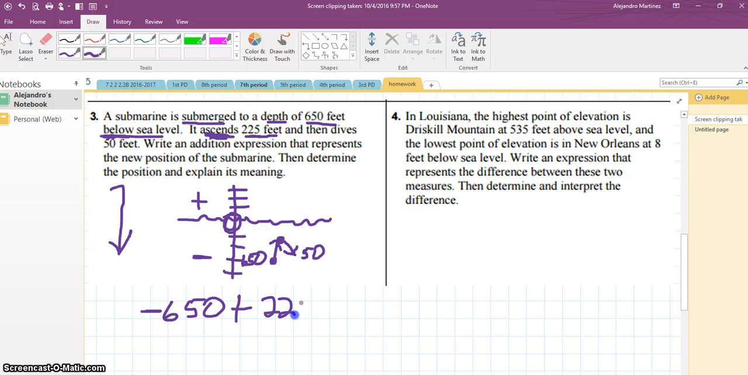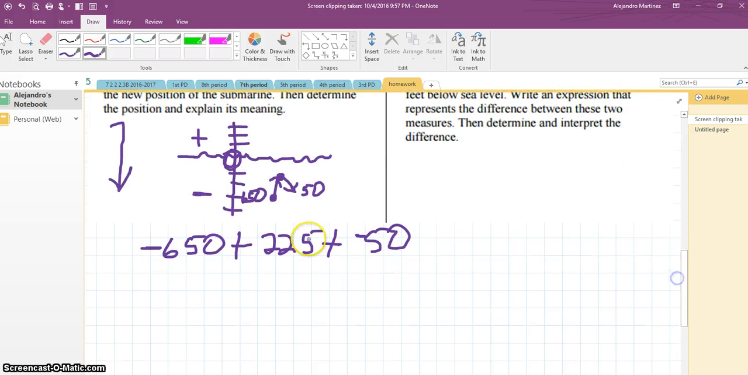So it's 225. And then you dive. When you dive, you're going down, so it's a negative. And so now it's a basic addition problem. Well, add your negatives first, okay, which is this guy, that's a negative, and that's a negative. Well, what's 650 plus 50? Remember, when they're both negatives, you add them together.